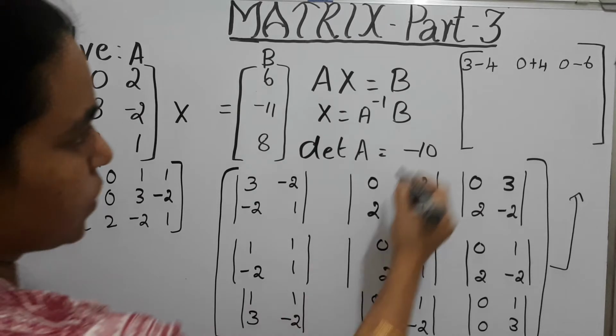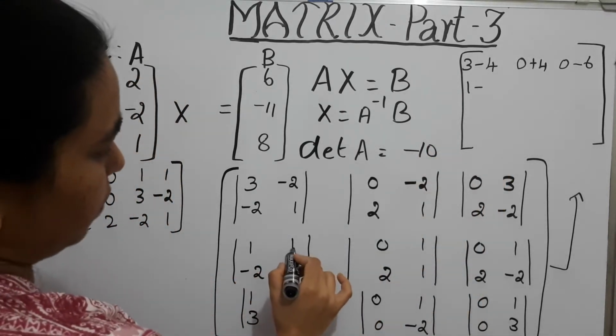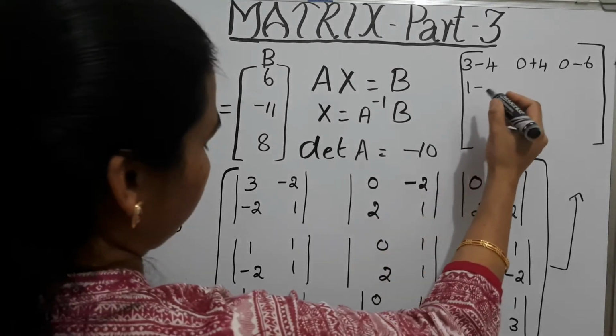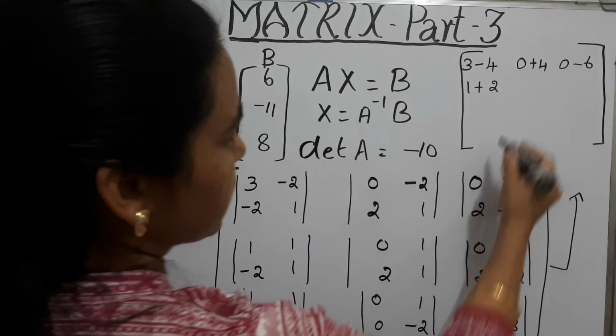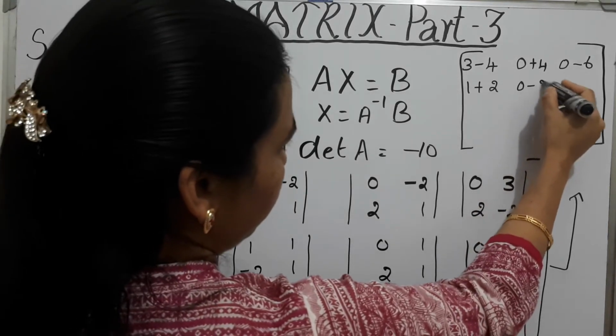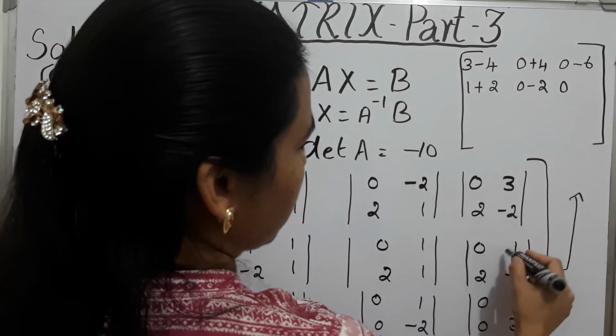Okay, and next you have to find for this one. So 1 times 1 is 1, minus 2 times 1 is minus 2, so it will become plus 2. And the next one is 0 times 1 is 0, minus 2, and then 0 times minus 2 is 0, and again 2 times 1 is minus 2.